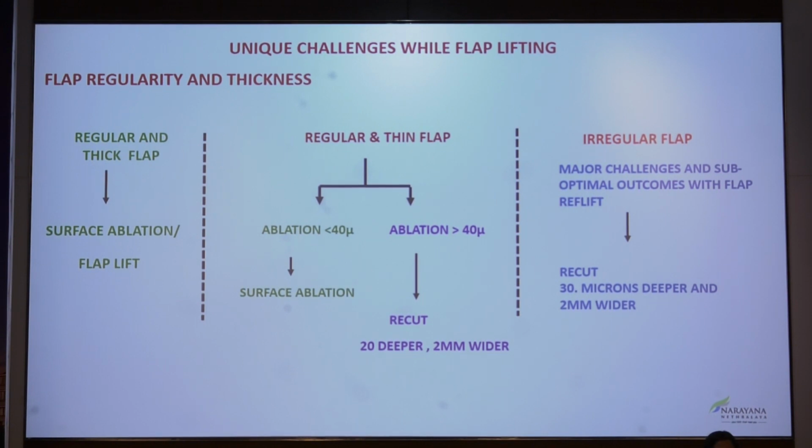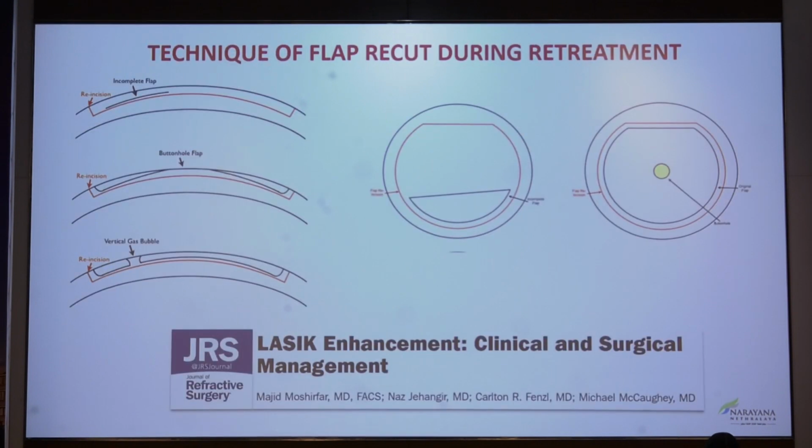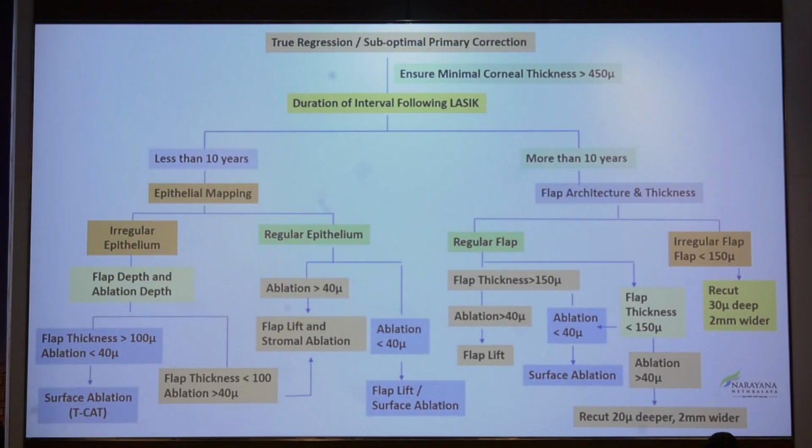In case of irregular flaps, we don't have any other option rather than recut. In case of higher refractive errors, again, it drills down to the ablation depth and the regularity of the flap. So these are the techniques of the flap recut. During retreatment, the final algorithm is this.